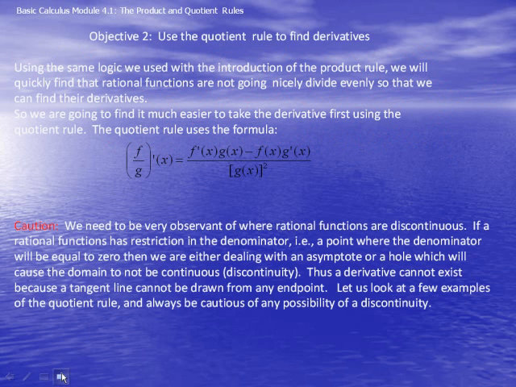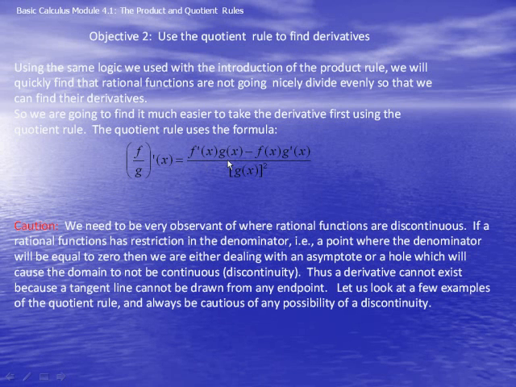Objective 2, use the quotient rule to find derivatives. Using the same logic we used in the introduction of the product rule, we will quickly find that rational functions are not going to nicely divide evenly so that we can find their derivatives. So we're going to find it much easier to take the derivative first using the quotient rule. The quotient rule uses the formula where you take the derivative of the first one times the second one intact minus the first one times the derivative of the second one, all over the second one squared.